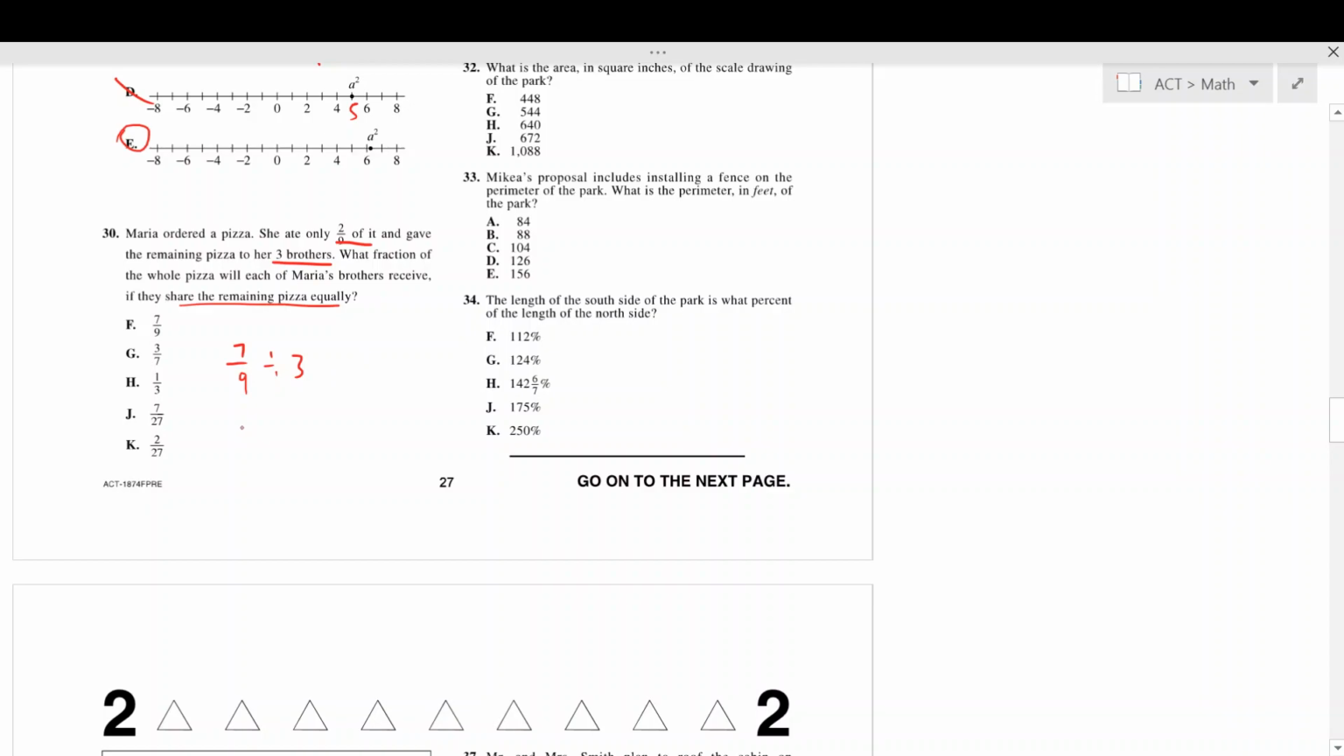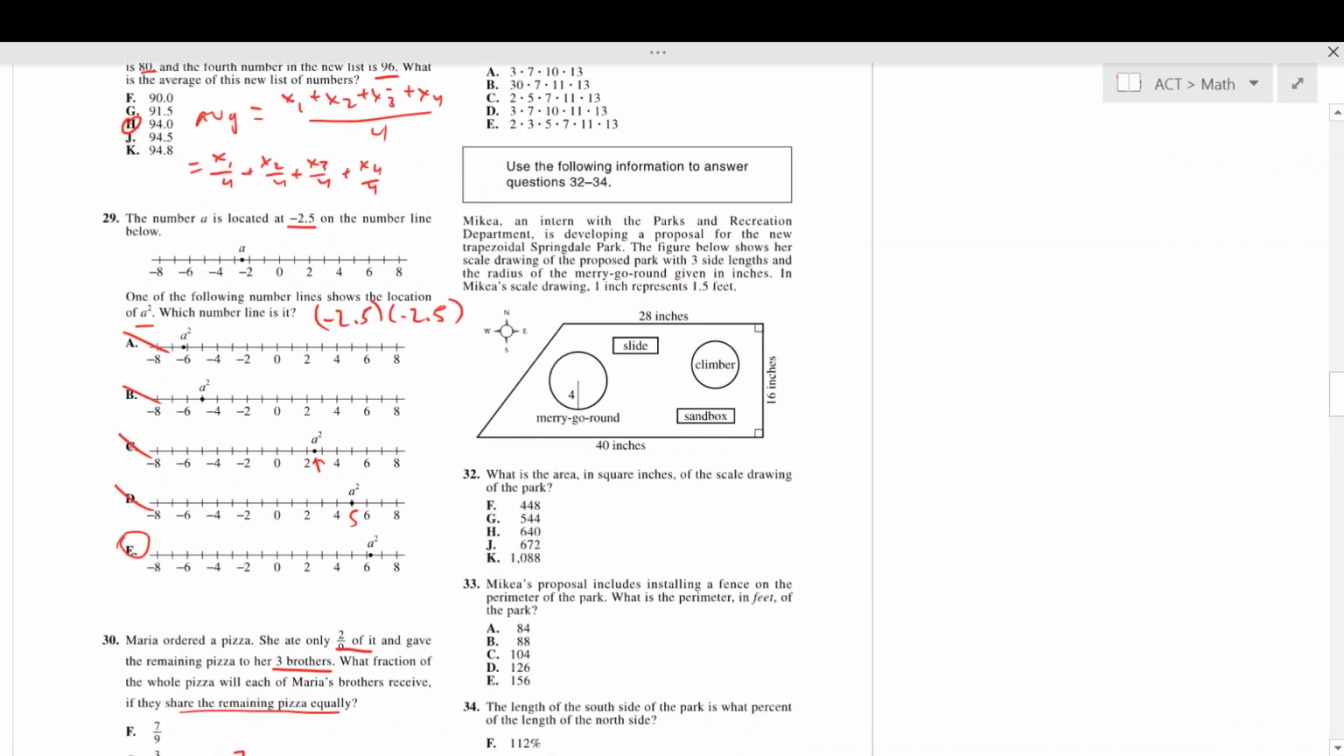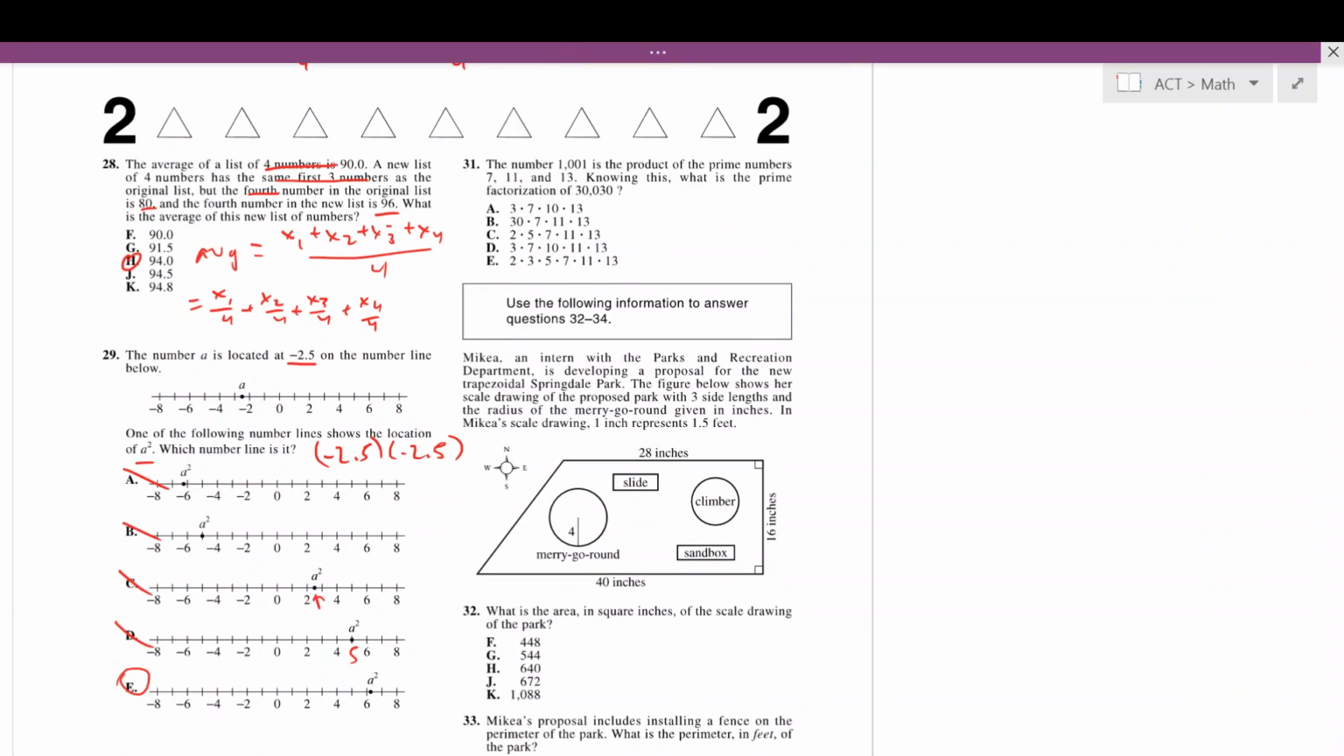7/9 divided by 3 is the same as 7/9 multiplied by 1/3. Remember, division by something is the same as multiplication by its reciprocal. So we change the division sign to a multiplication sign and we flip the number. So let's do the math. 7 times 1 is 7, 9 times 3 is 27. They each get 7/27 of the whole pizza.